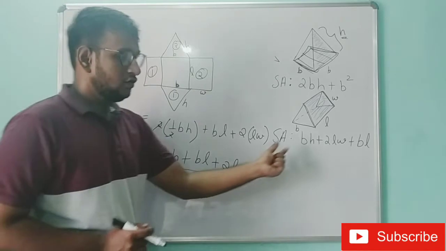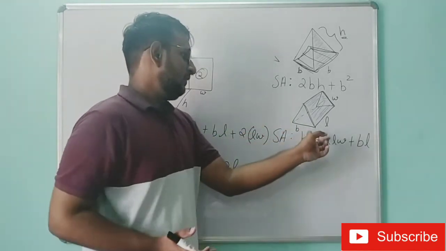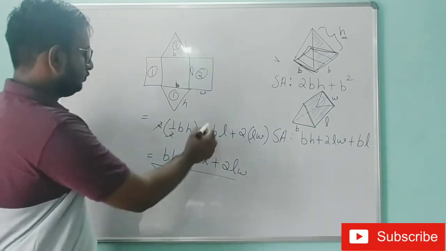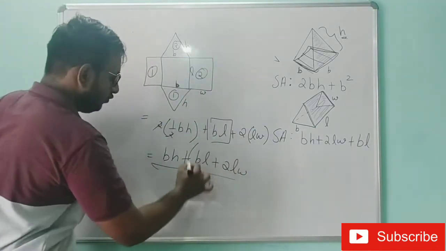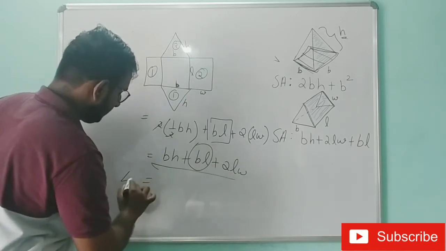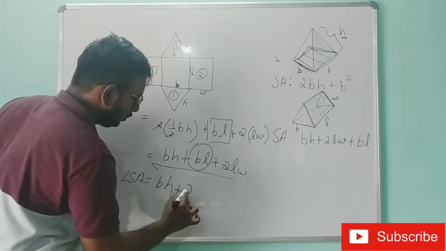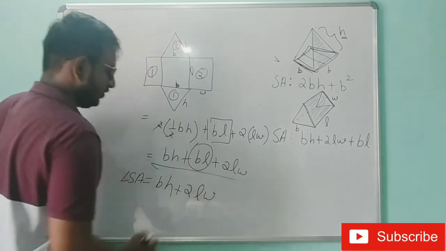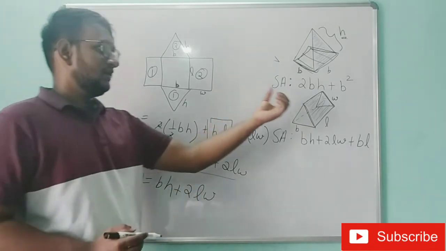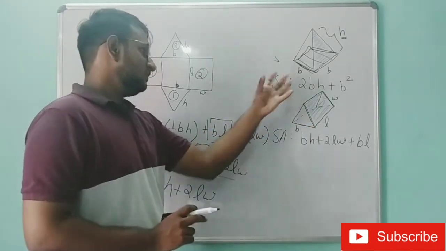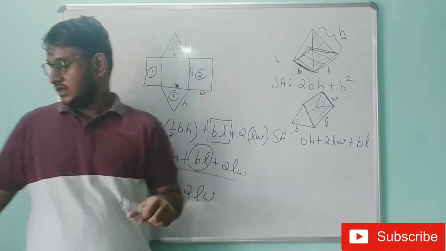Okay. So if we want to find the LSA, that is the lateral surface area, we have to remove the base. The base is nothing but this portion, this BL. So if we remove this BL, we will get the LSA. LSA is BH plus 2LW. This is how we got the LSA of a triangular prism. These are the two main parts. Now we are going to see the surface area of a sphere.